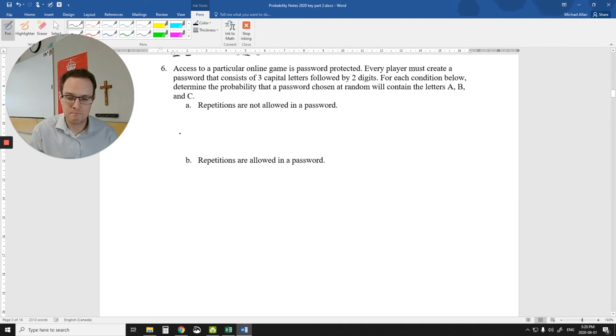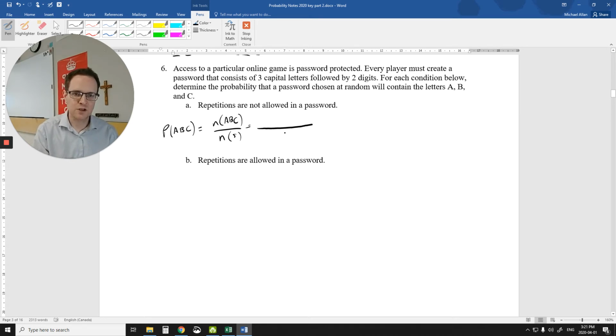Okay, so first of all, I want to know how many passwords there are. Repetition is not allowed. So I want to know how many passwords are in this total sample space. There's kind of a really big line here, so maybe I'll just erase that. And then I also want to know how many different ones will have A, B, C in them.